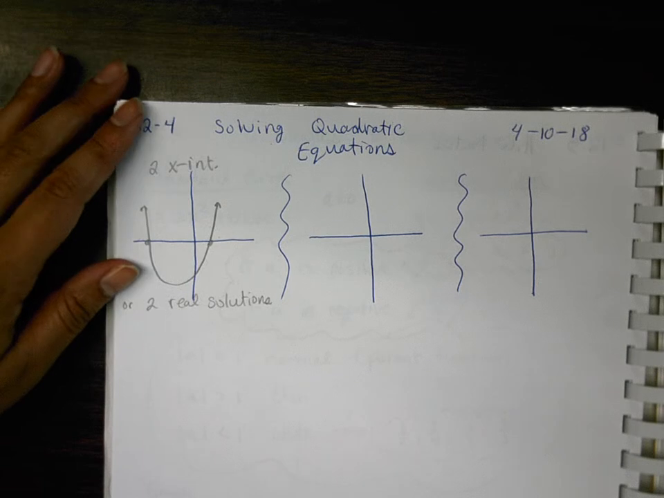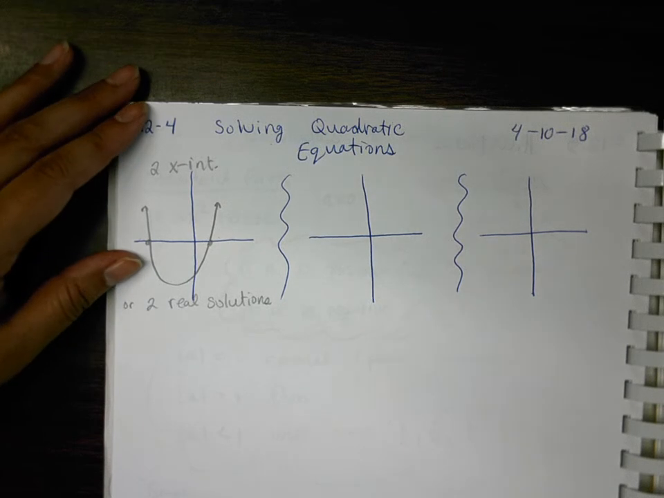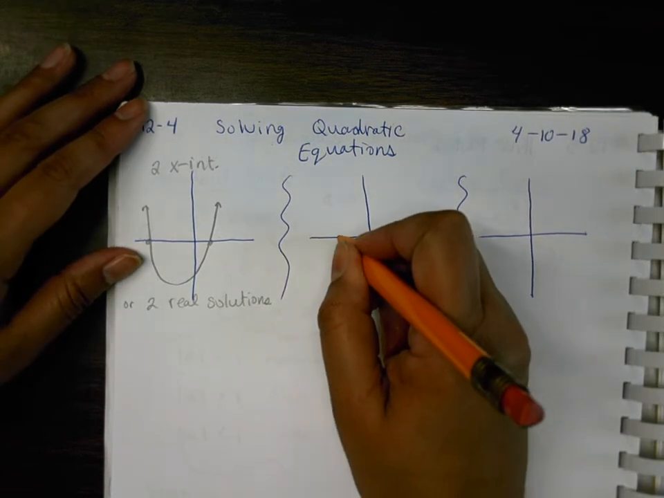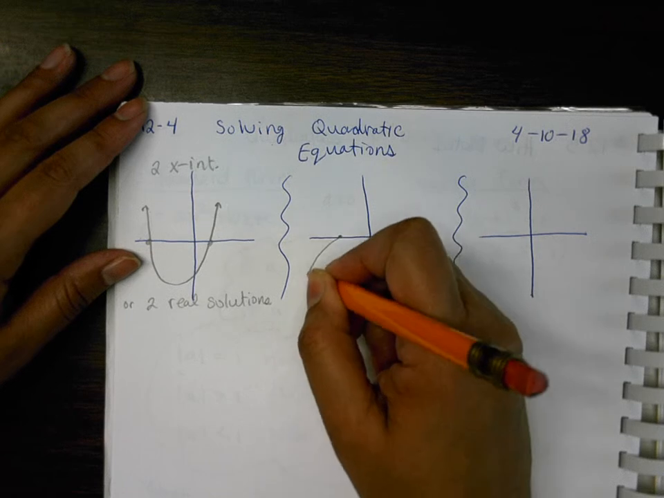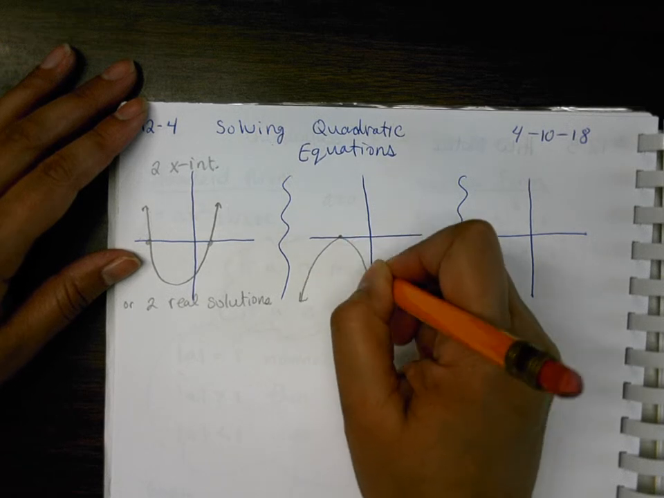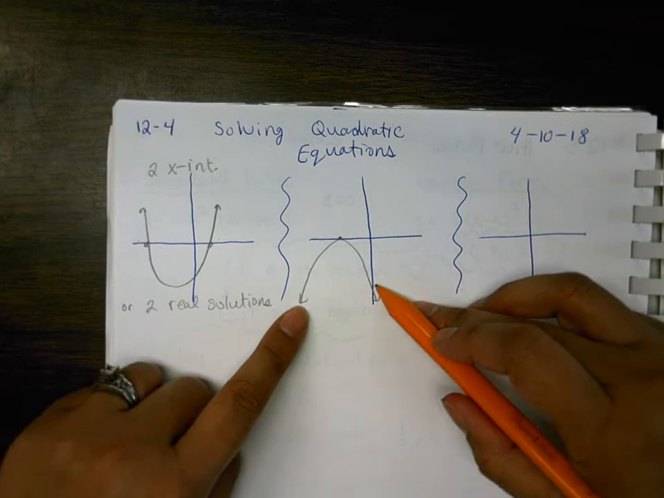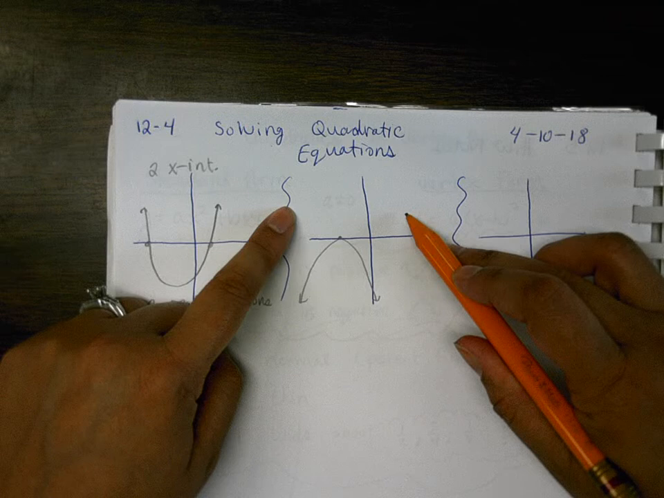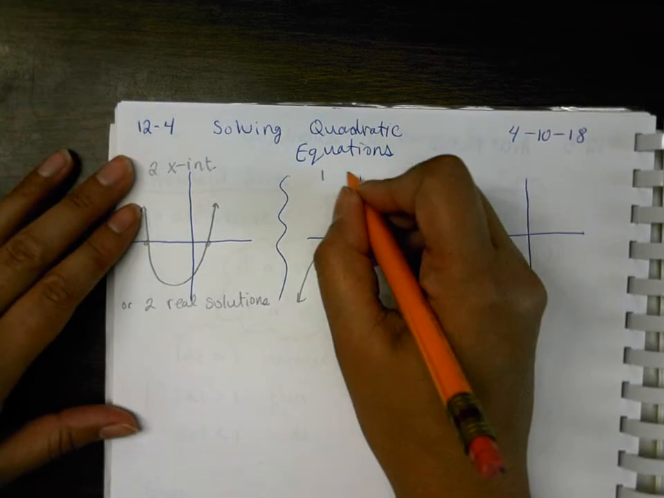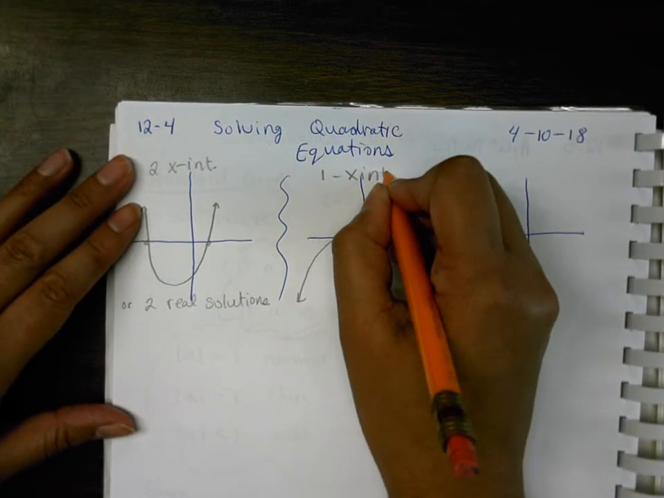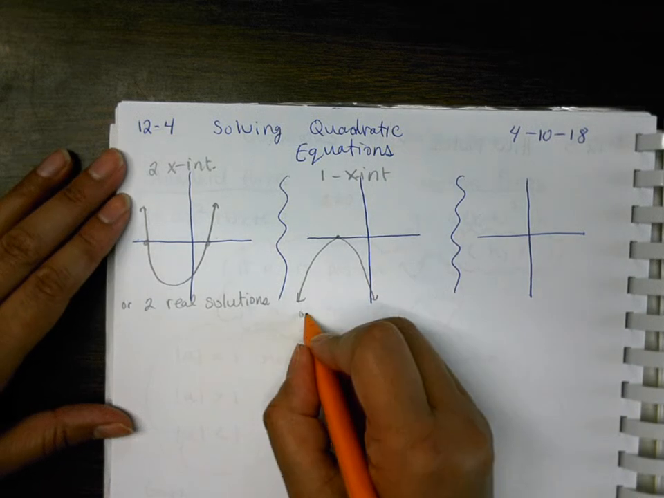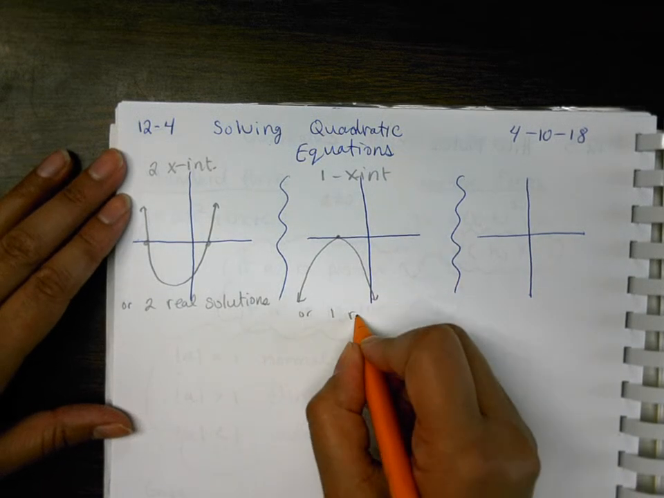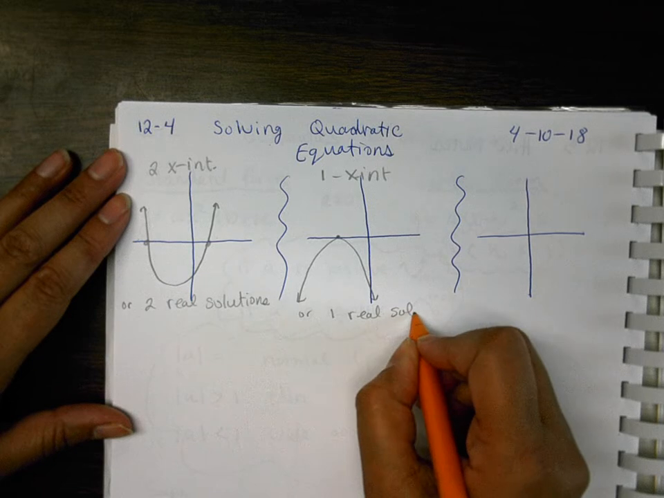All right. Now, you guys said it could happen where it's 1. For example, if I put my vertex here, and it doesn't matter the direction, I'm going to put it all the way down. Is this parabola ever going to come back up and cross the x-axis? Nope. So this would have how many x-intercepts? 1 x-intercept. Or how many real solutions? 1 real solution.